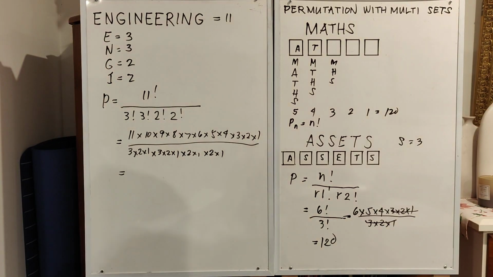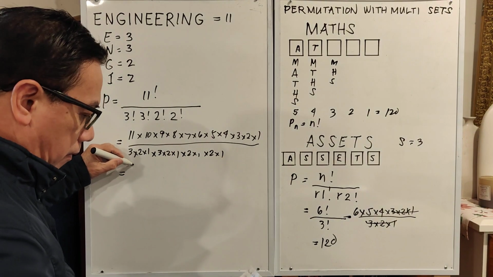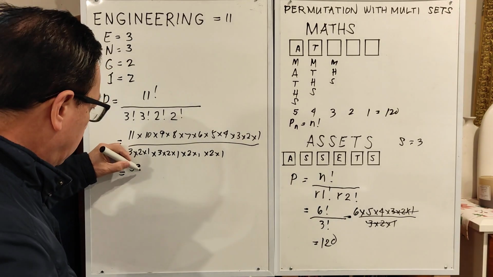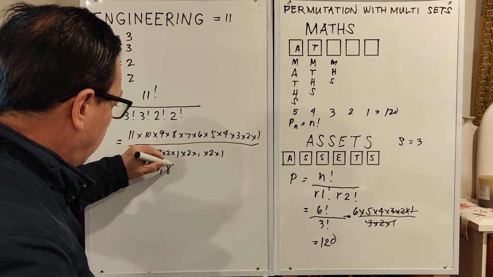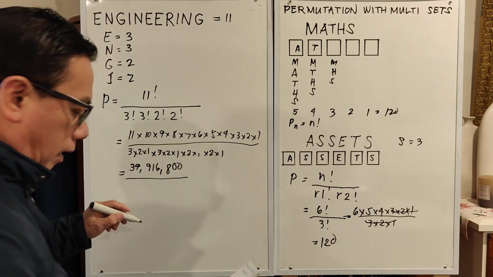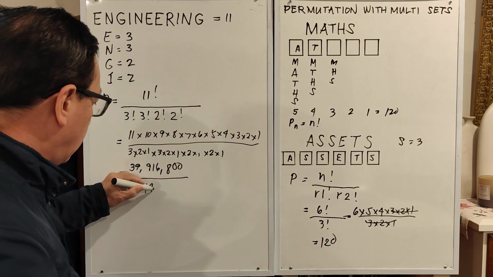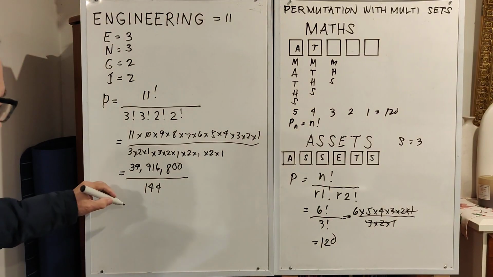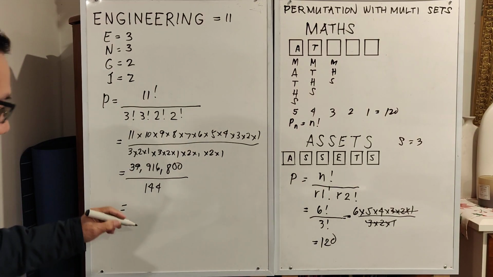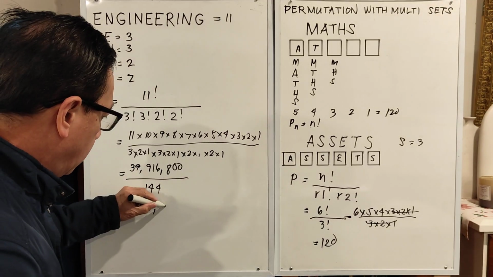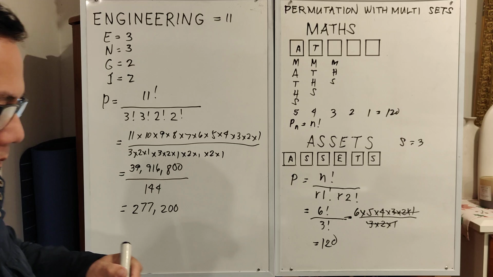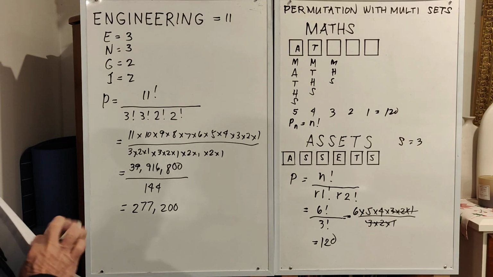Now if we multiply that, probably with a calculator, the numerator is 39,916,800, and the denominator will be 144. And if you divide it, you will have 277,200 possible arrangements for engineering.